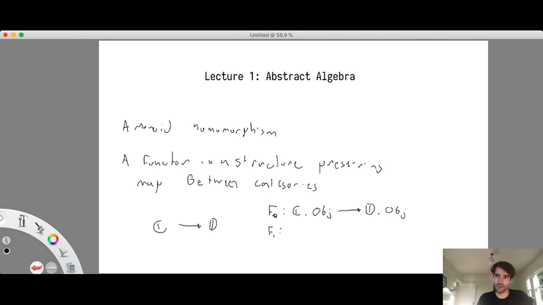And I'm going to introduce a bit of notation here. So when I want to write a morphism in a category, I will write it like so.